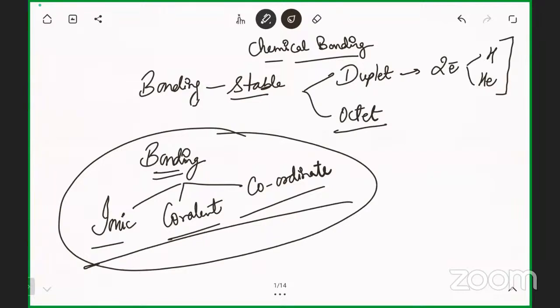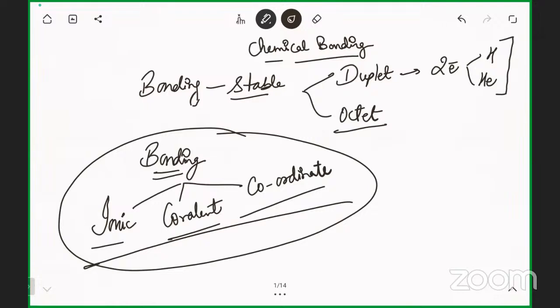Okay, a fast, quick revision, just basic questions. You have to answer fast. Ionic bonding is also known as electrovalent bond. What else? One more. Electrostatic bond. Coordinate bond is also known as dative bond. High electronegativity difference is present in ionic, covalent or coordinate? Ionic. Polar and non-polar, what is the difference?